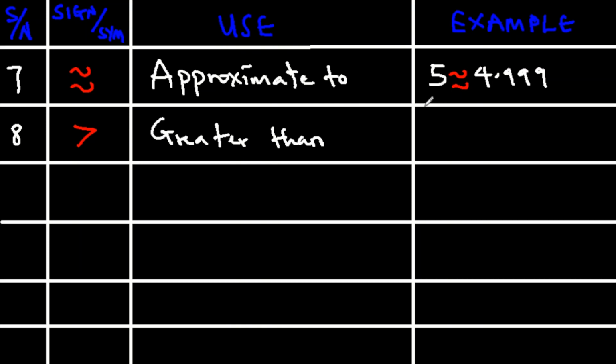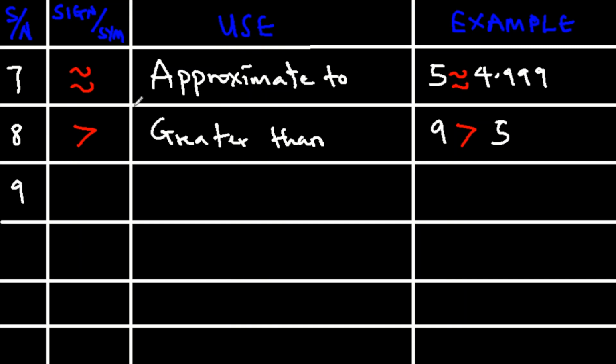For example, let's say we have the number 9 and the number 5. We can say that 9 is greater than 5, because as you can see, the number 9 is greater than 5.